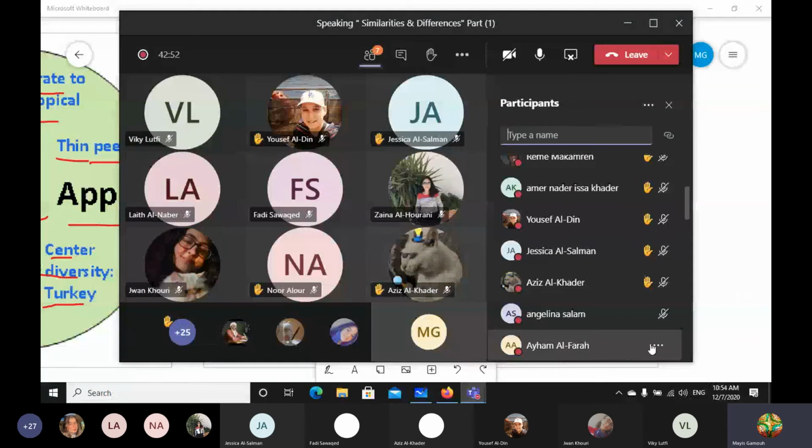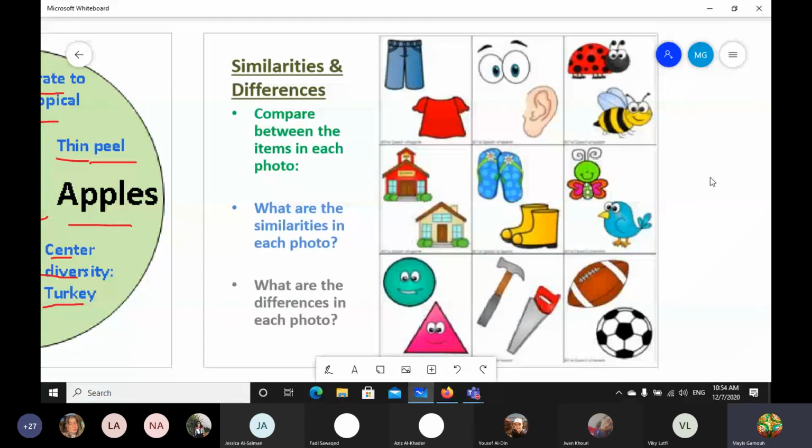Let's go to another student. I want more hands. Amer. Yes, miss. Which would you like to talk about? About the flip-flop and boots. Okay, the first one, the flip-flop, we use it for the same reason both, but the flip-flop, we use it for home, to go to beach, something like that.